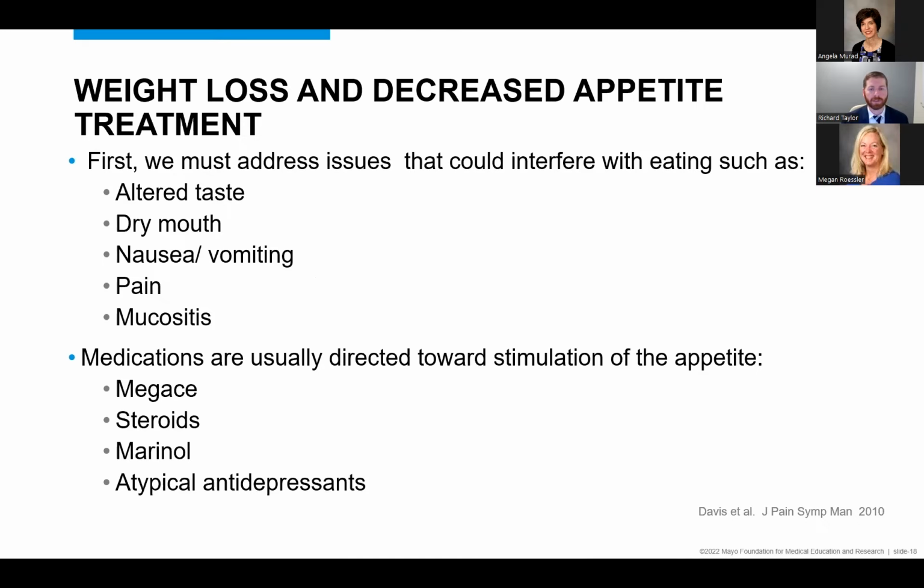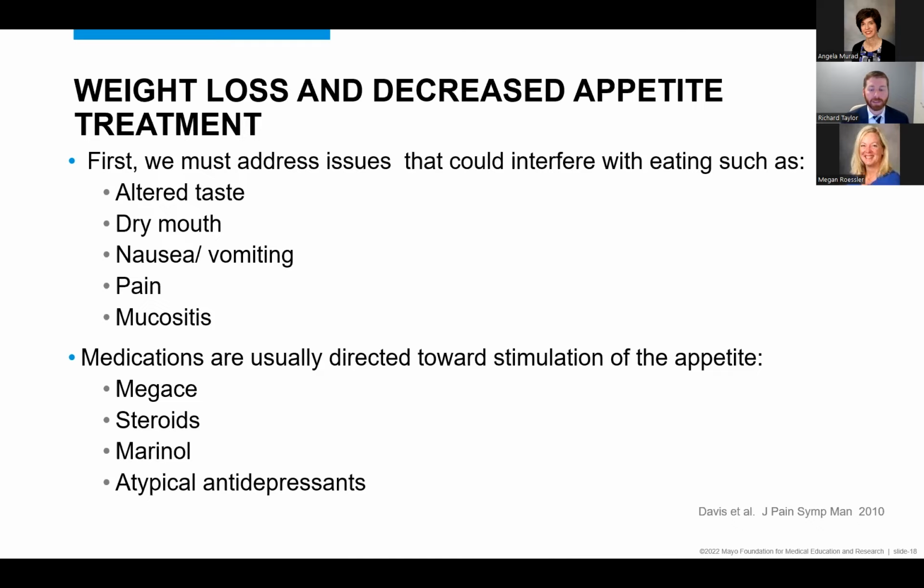First, we talk about addressing things that could interfere with the process of eating. Maybe the appetite's not that low, but eating is a chore, right? Eating becomes difficult, and that can be altered taste, very common with chemotherapy and radiation. People have taste disturbances, a metallic taste or a salty taste. Dry mouth is another common issue, mostly related to some of the medications we give; nausea medicines and pain medicines all cause dry mouth. Nausea and vomiting, which we just discussed, and of course pain, and mucositis, which is the inflammation in the lining of your mouth. A lot of you may have had canker sores before, and this is something very similar, but more widespread in the mouth. And so we have to address that, right?